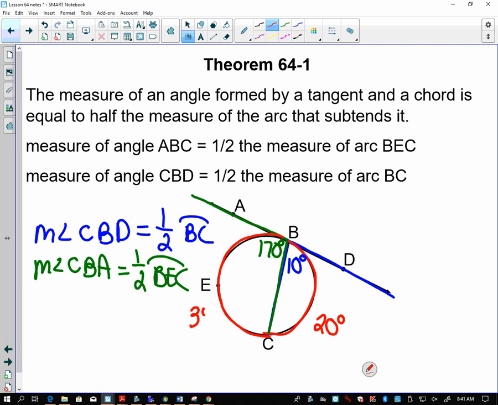340. Now, this is a complete circle, right? Which means it should total how many degrees? Does 340 plus 20 equal 360? Could I have said, if I know this is 20 and this is the major arc that corresponds to it, then I know that this is 340 because 360 minus 20 is 340? And then if I wanted to find CBA from that, could I have taken 340 and divided it by 2 and gotten 170? Yes.